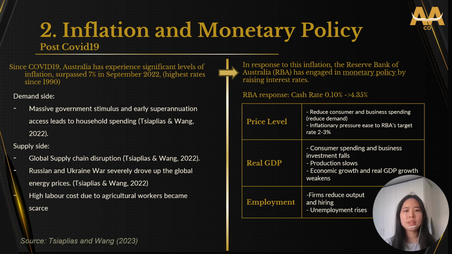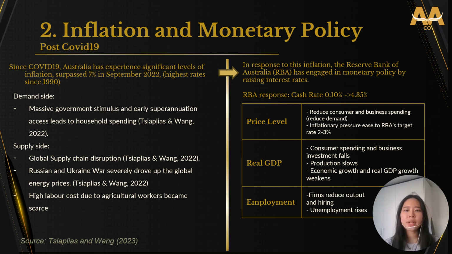For AACO, this means higher fuel costs for our refrigerated transport across remote properties and higher feed costs, directly hitting our production expenses. Labor costs also rose sharply as agricultural workers became scarce. In response, the RBA has raised the cash rate aggressively from a historic low of 0.10% all the way to 4.35%, also known as monetary policy.